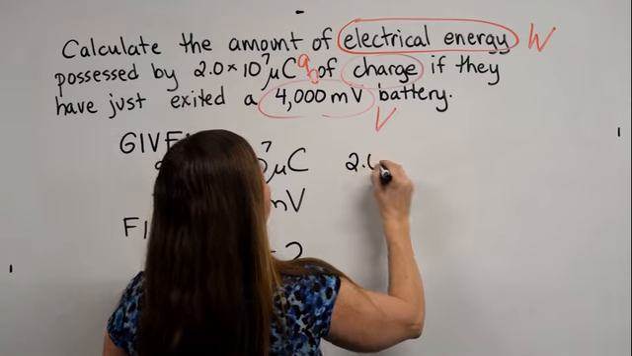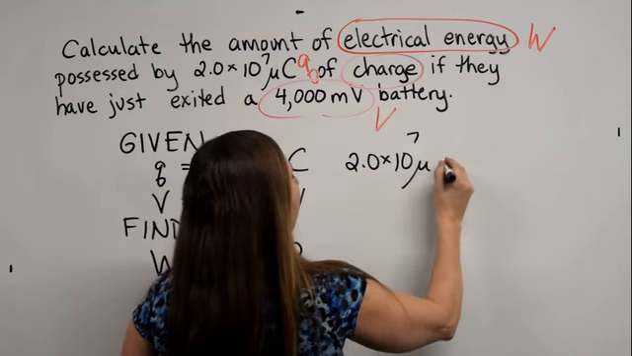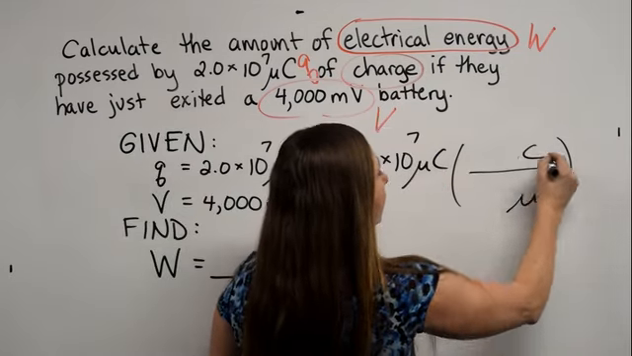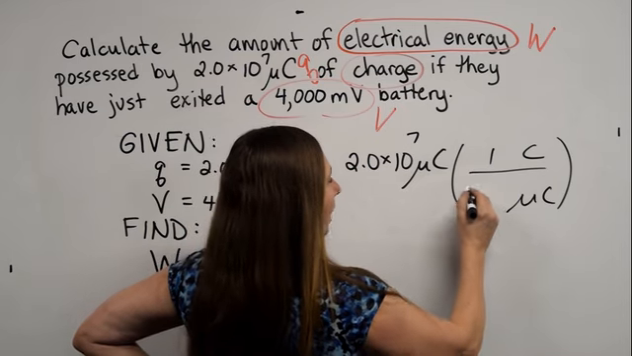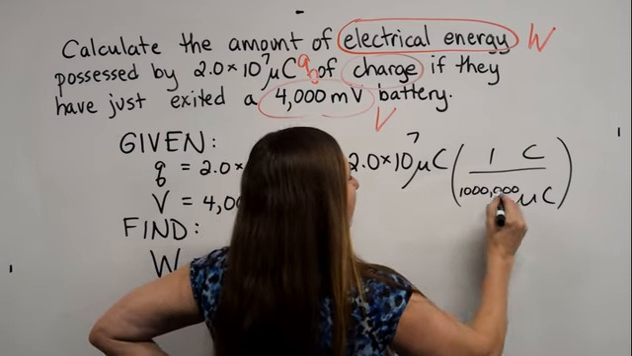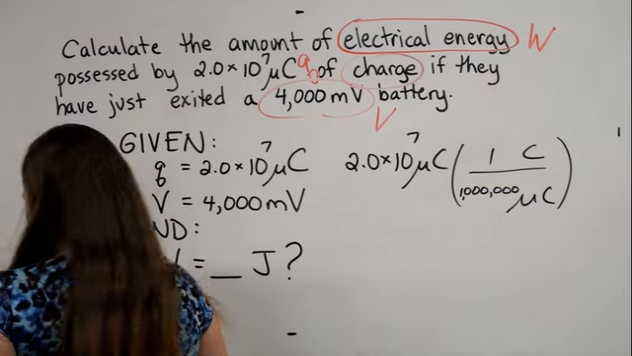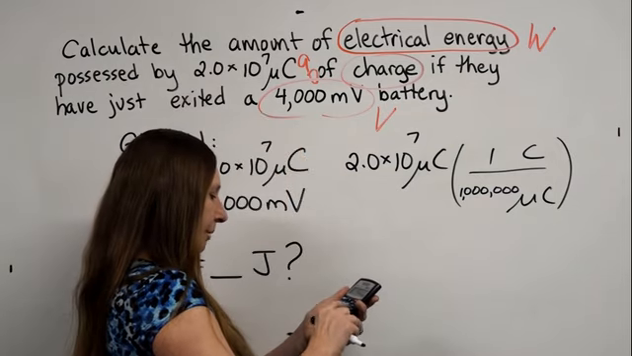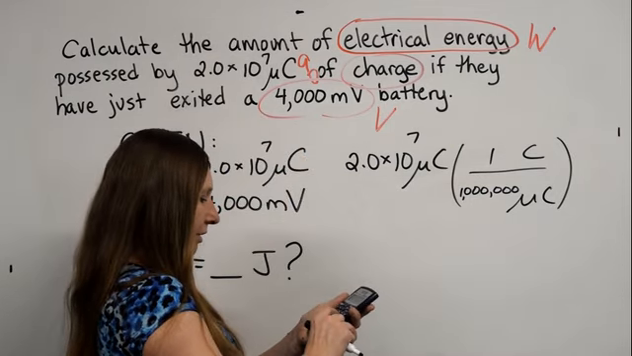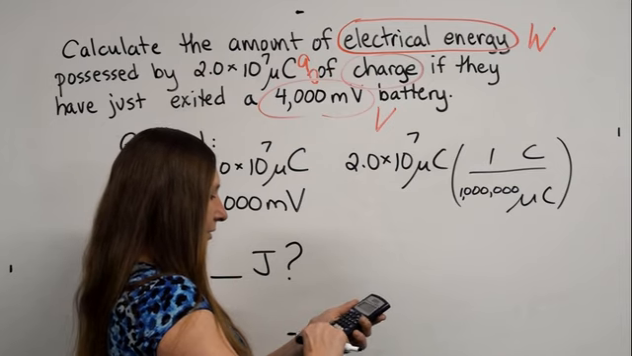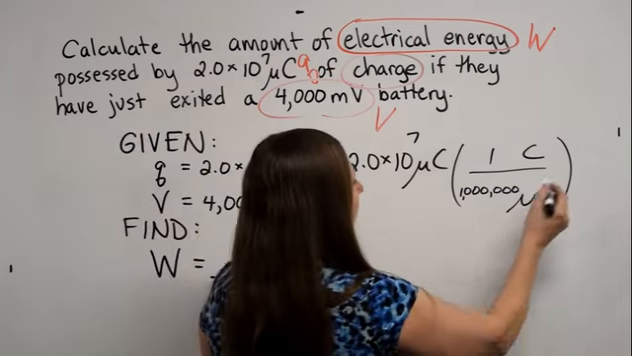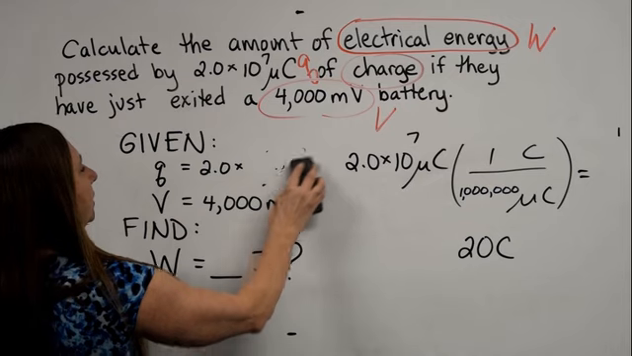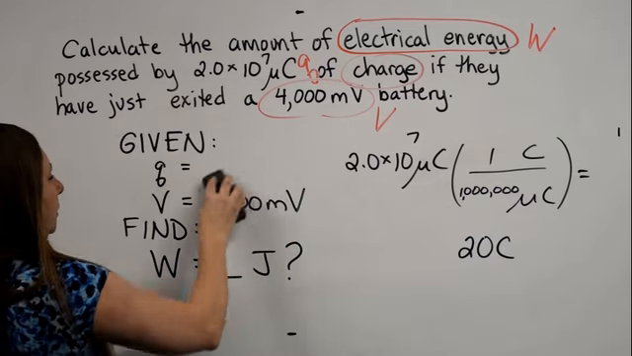So 2 times 10 to the 7th microcoulombs. We want to get rid of microcoulombs. We want coulombs. One coulomb is 1 million microcoulombs. So we take the 2 times 10 to the 7th, divide it by 1 million, and we get 20 coulombs. Let's erase this and put 20 coulombs instead.